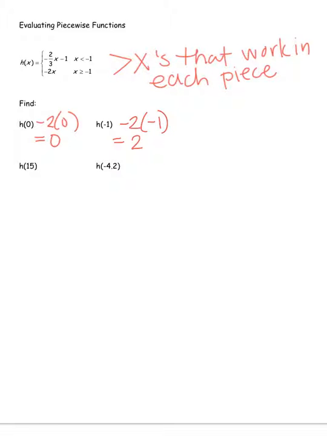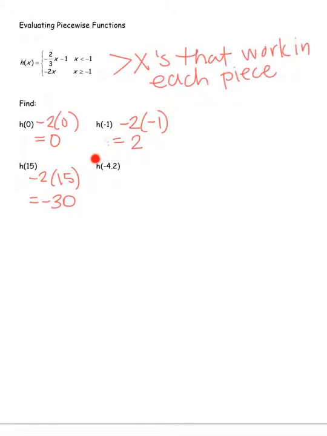Okay, so what about x is 15, h of 15, x is 15. Is 15 less than -1? Nope. Is 15 greater than -1? Yep. So we're using the last piece. -2 times 15, -30.